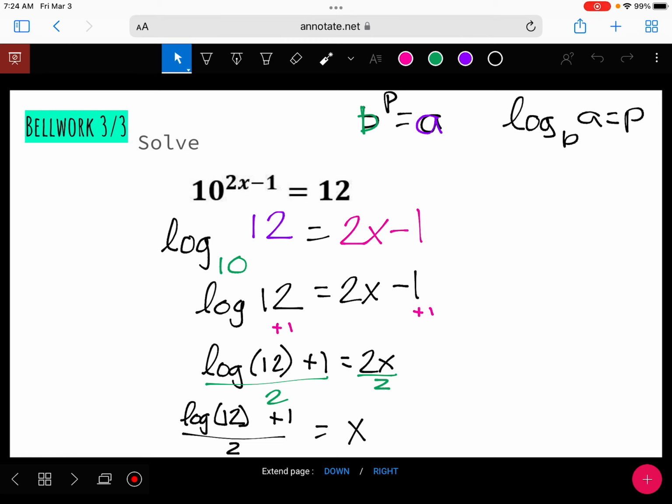So we're going to have log of 12 plus 1 over 2. And it should look just like this when you type in the calculator. Log of 12 close parentheses plus 1 divided by 2. And you should have gotten something like 1.039, rounding with 6.